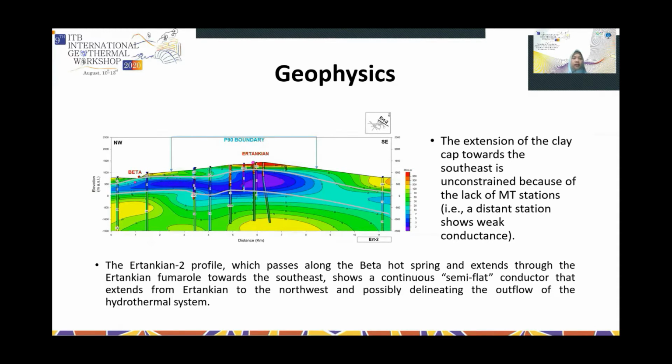The Ertankian-2 profile, which passes along the Beta hot springs and extends through the Ertankian fumarole towards the southeast, shows a continuous semi-flat conductor that extends from Ertankian to the northwest, possibly delineating the outflow of the hydrothermal system. The extension of the clay cap towards the southeast is unconstrained because of the lack of MT stations. Because the distant station shows weak conductance.